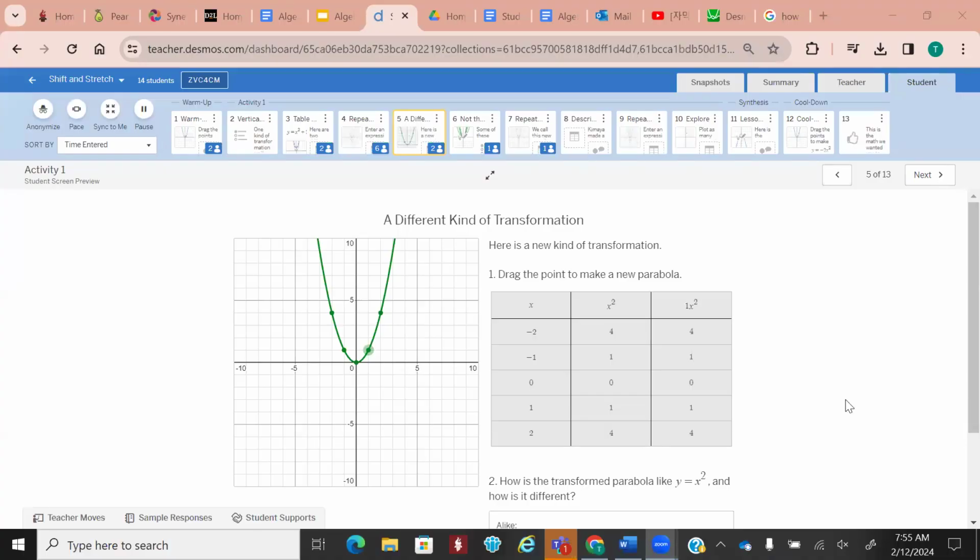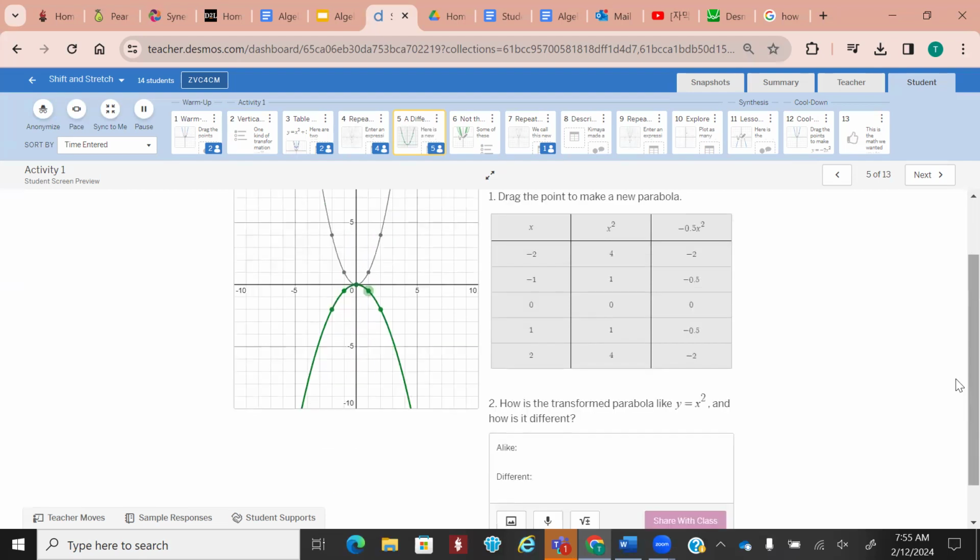On slide 5, here's a new kind of transformation. Moving these, what happens? It makes it skinnier, or it makes it fatter, or wider. How is the transformed parabola similar to what we originally have, and how is it different? Well, it's the same thing, it's just a different number out front. We see that the number out front on that right column changes, right?